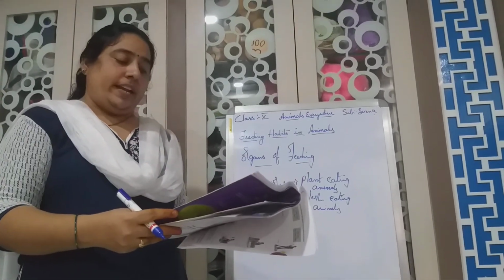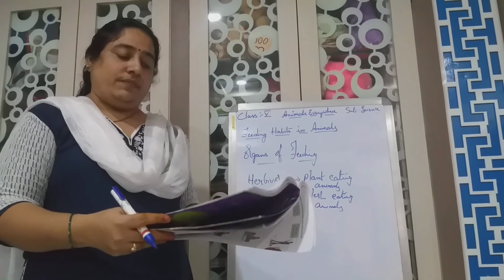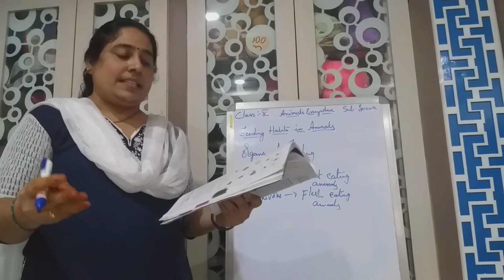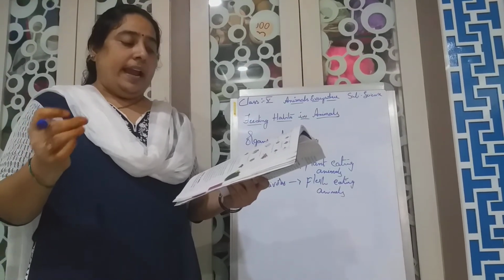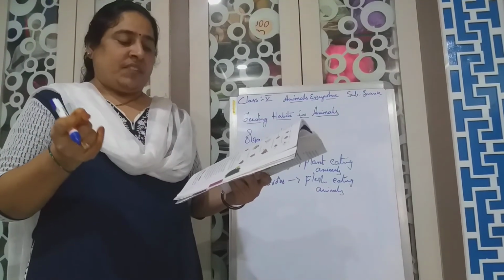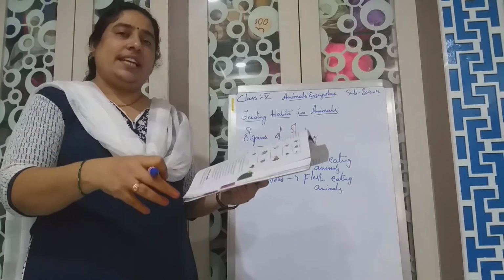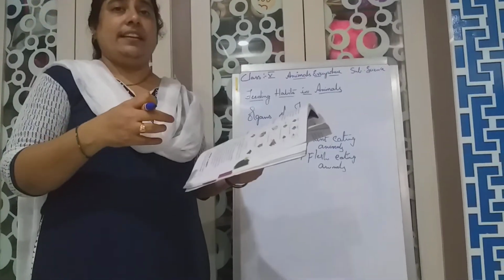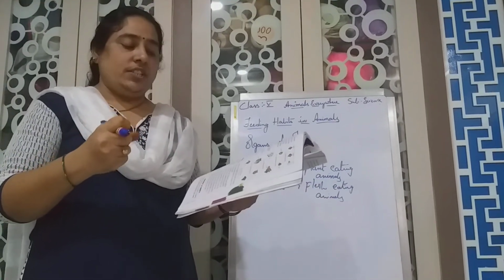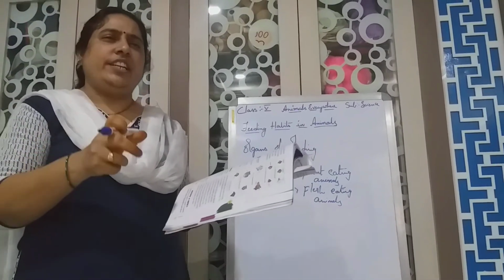They feed on flesh of other animals. Flesh-eating birds like eagles, kites, vultures have strong, sharp and hooked beaks and claws to catch their prey and to tear the flesh. They'll also tear the flesh. Okay, children? They all are flesh-eating animals.